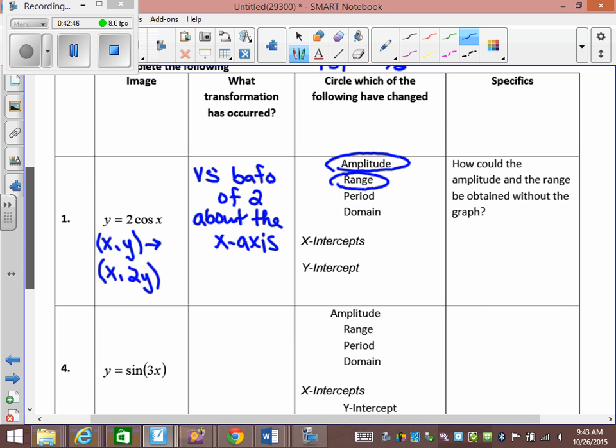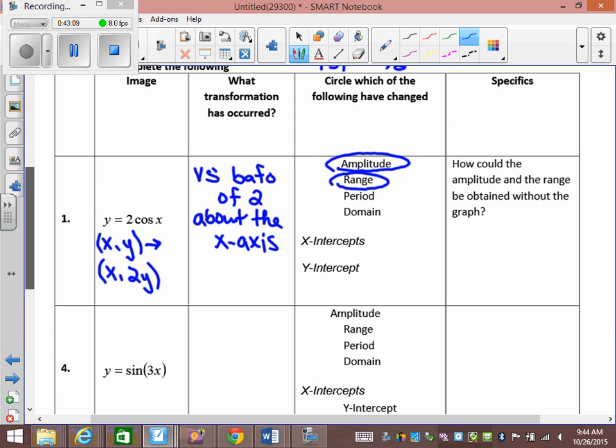My graph was like this, so its width was like this. Does the x change at all? No, and the x is what my period is based on, correct? Does my period change? No, because my x does not change. My period is still the same. Does my domain change at all? No. Even if I had a restricted domain, it would still be restricted to the same amount because the x value doesn't change.